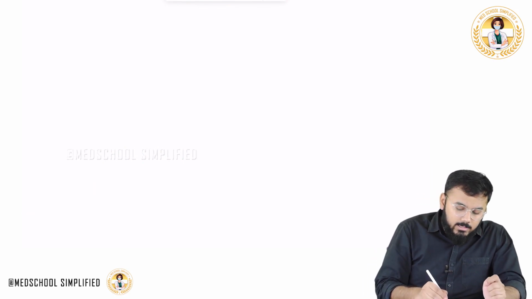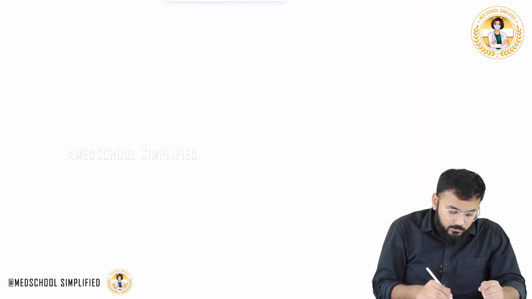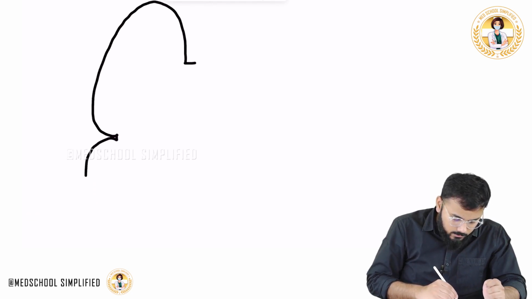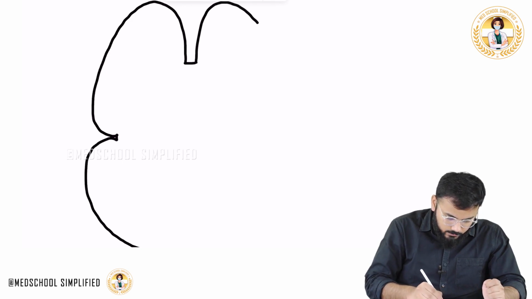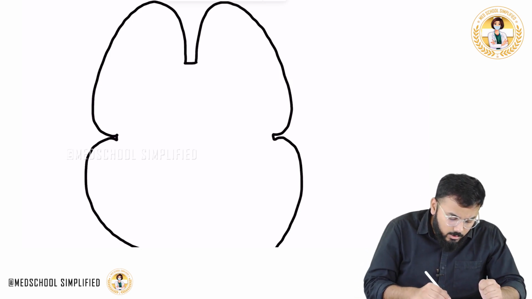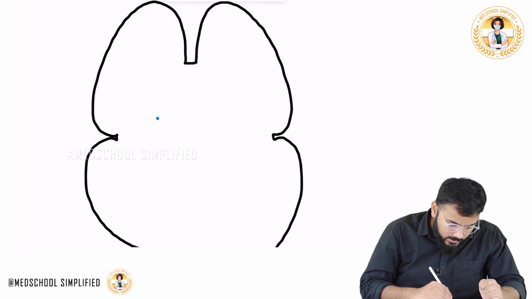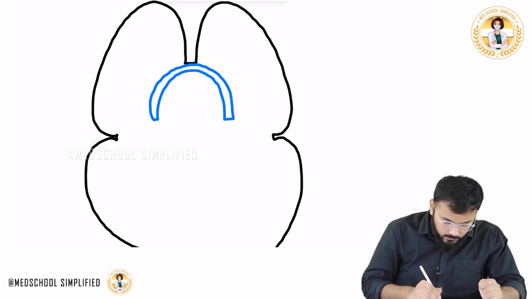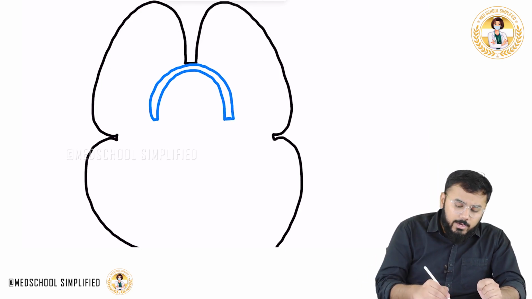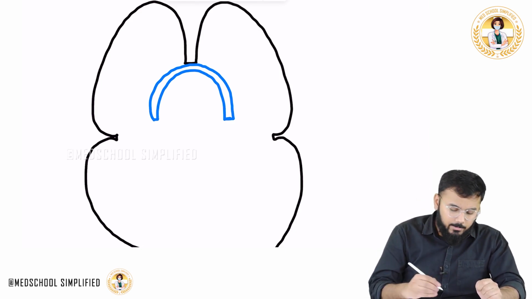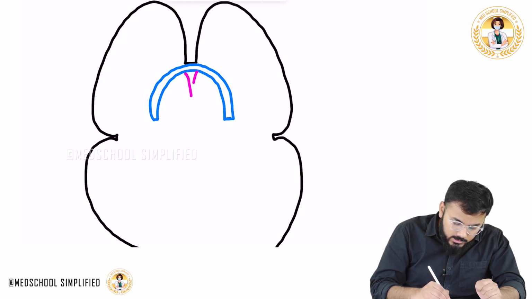Now next important thing. As I told you, I will draw the picture from the base. So from the base, this is how the picture looks. This is a picture from the base. Where is your corpus callosum over here? See, this is the exact location of your corpus callosum. This is your corpus callosum. Now what did I tell you? Attached to the center of the corpus callosum, what do you have? You have got a structure called septum pellucidum, right? See, this is your septum pellucidum.